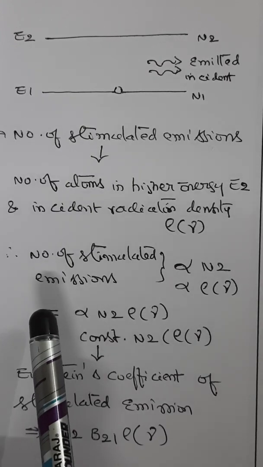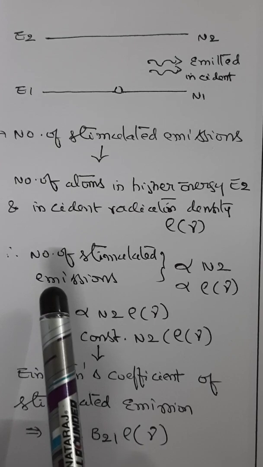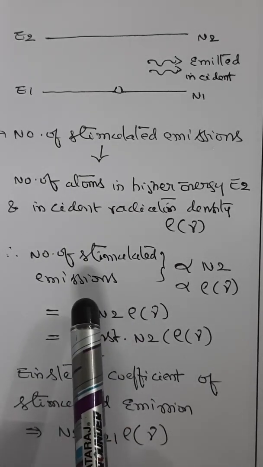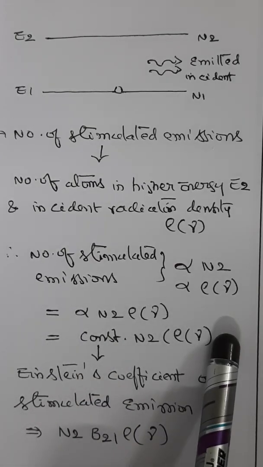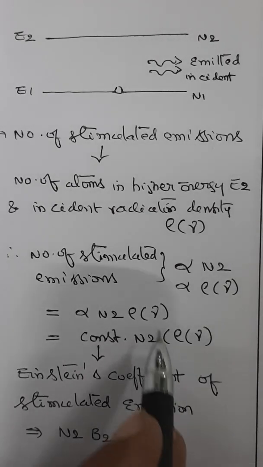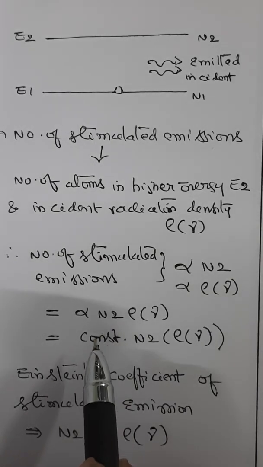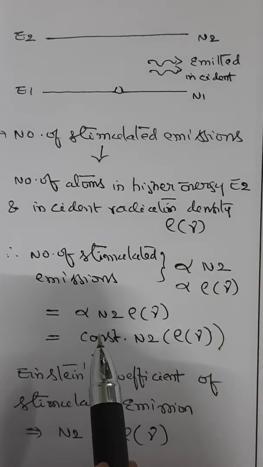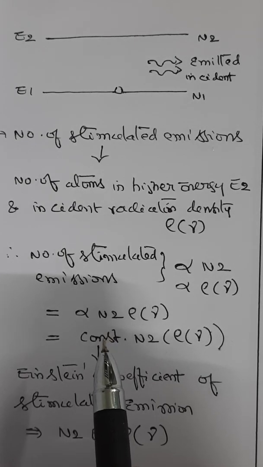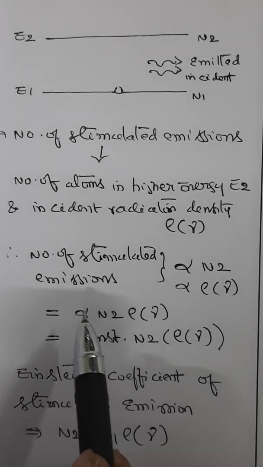Now mathematically, to replace this proportionality, you introduce a constant. Therefore, the number of stimulated emissions is equal to constant into N2 rho nu. Now here, this constant is again an Einstein constant. Recollect that for absorption and emission, Einstein took two different constants, A and B, for the processes from 1 to 2 and 2 to 1. So this is an Einstein coefficient.